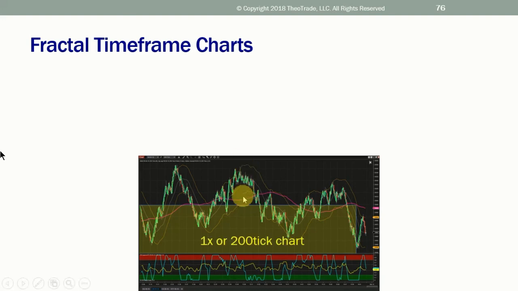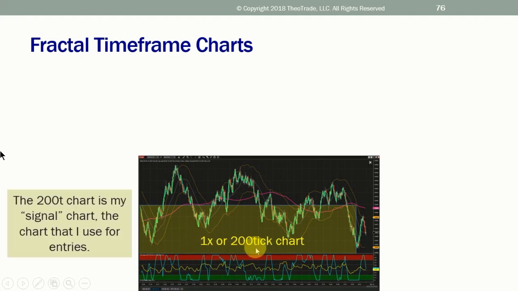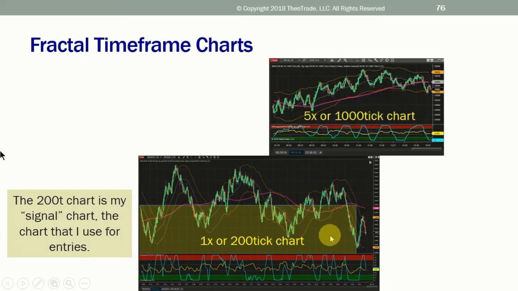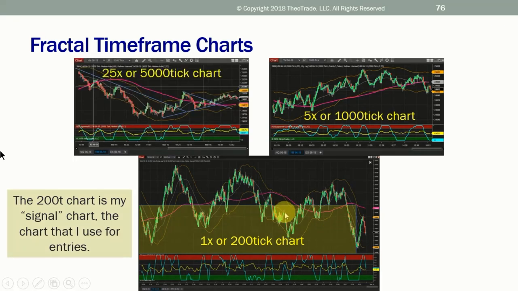This is where I will use multiple time frames. So this is my 1x or 200 tick, and also what I call my signal chart. This is where I will take signals off of the trade. These are my entry signals that come off of this chart. From here I have two anchor charts. Each of these are separated by 5x in time frame.